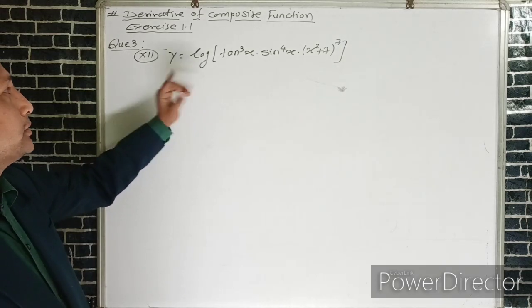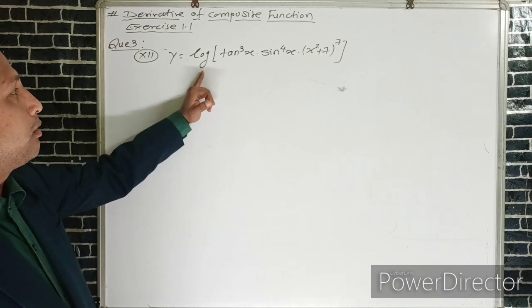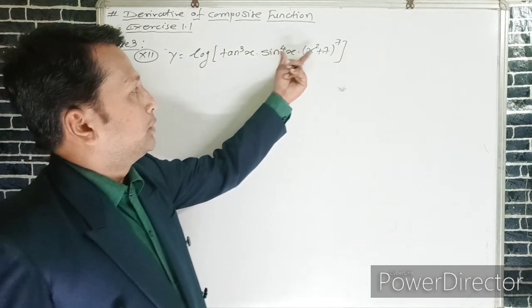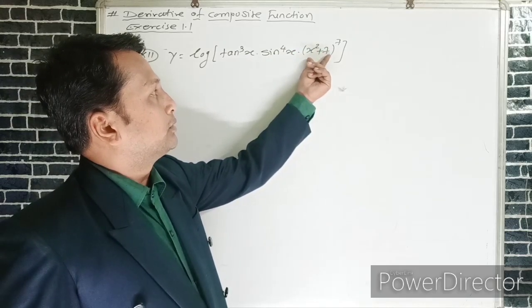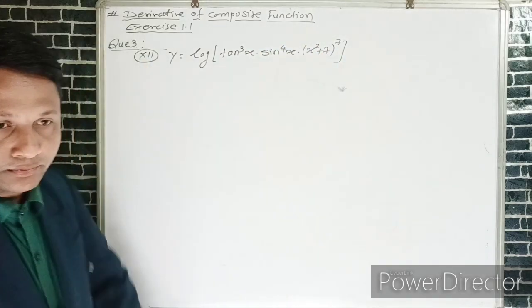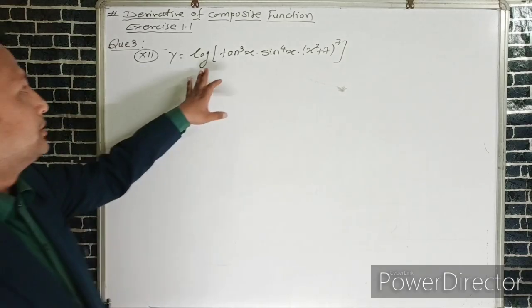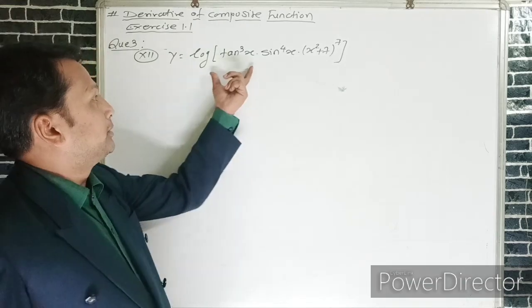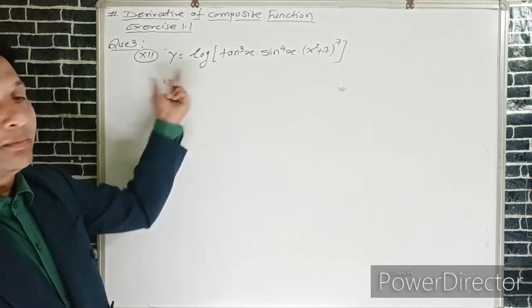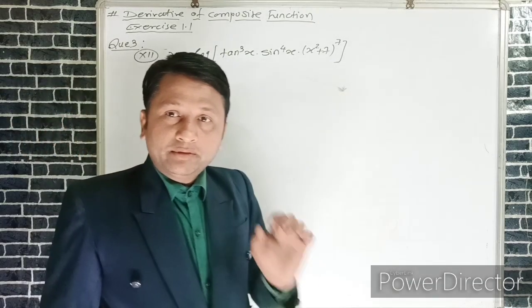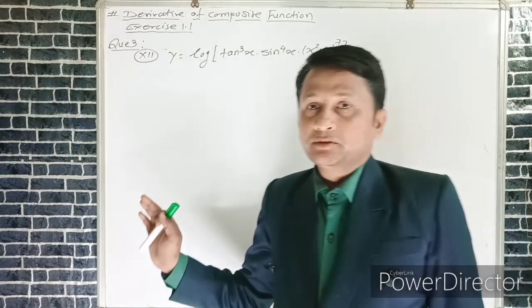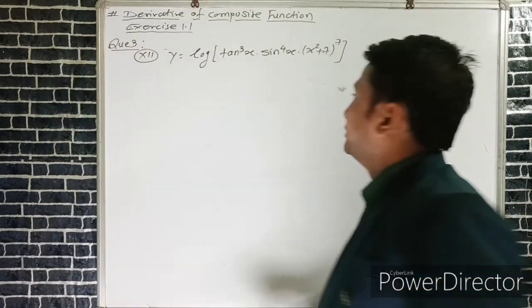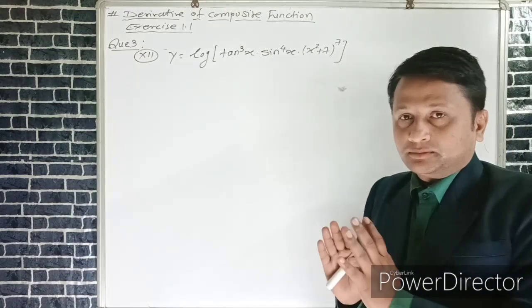Here the given function is y equals log of tan cube x into sin raised to the power 4x into (x squared plus 7) whole raised to the power 7. Here we find the derivative of the given function, that is dy upon dx. To find the derivative of the given function, we first apply the rules of logarithm.